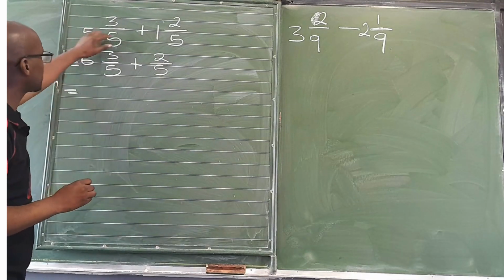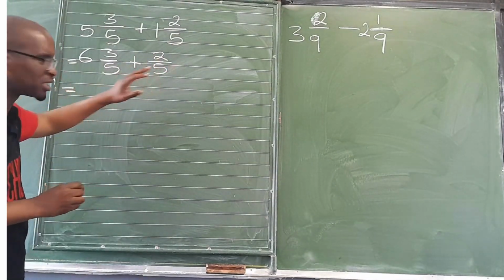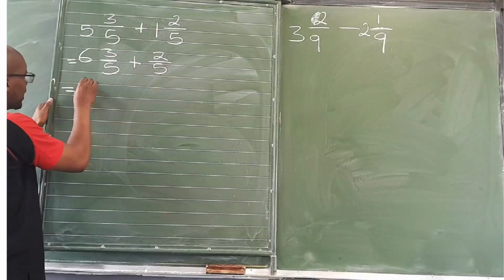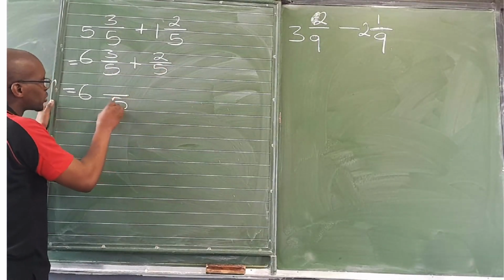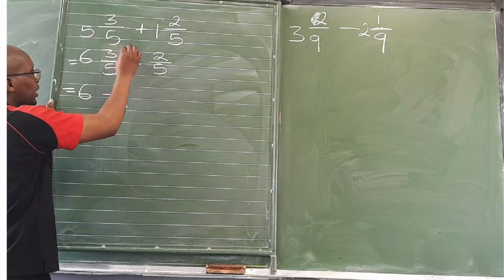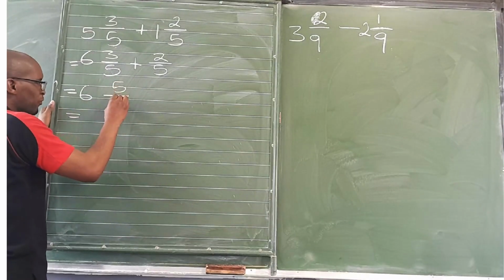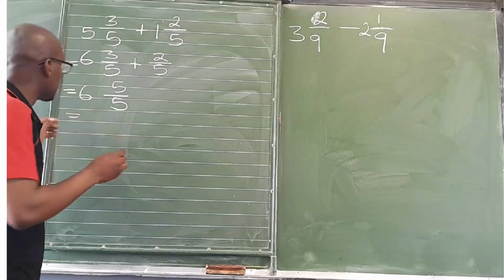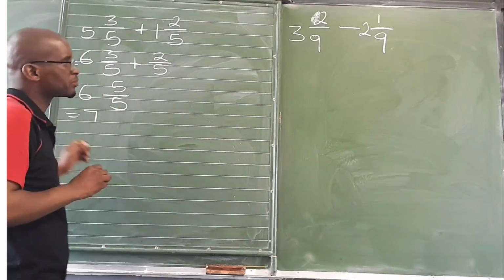Right, so I've added my whole numbers together. Now I can go and add the fractions. So my denominator is the same, so that means in my answer, the denominator is going to stay the same. So now I can go and apply my operation. 3 plus the 2 over here gives me 5. Since 5 over 5 is equal to 1, that means 6 plus 1 is equal to 7.